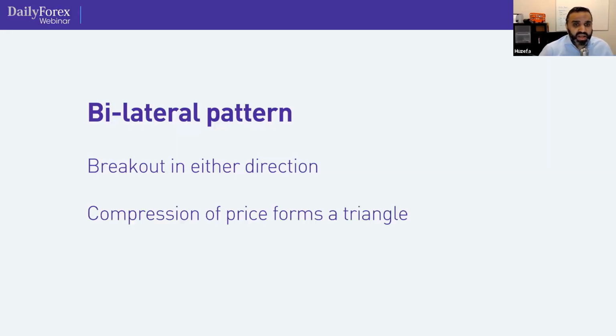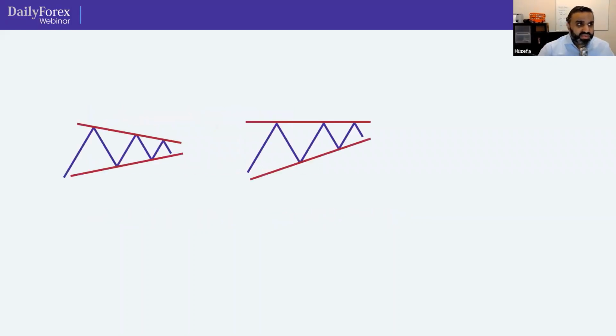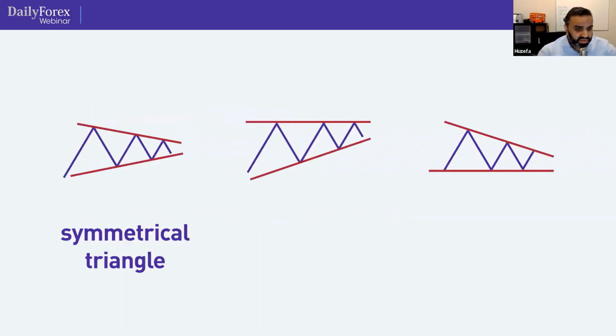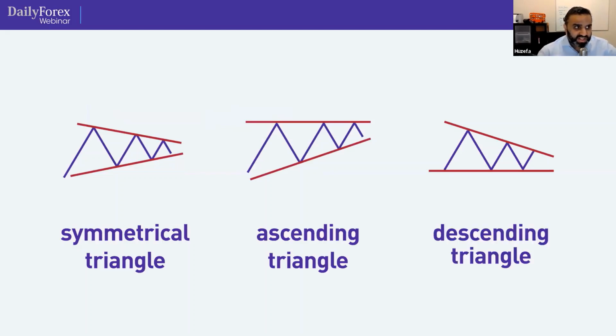The key thing with the bilateral pattern is the price compresses and forms a peak or a triangle. So this is what it looks like. You have a symmetrical triangle, an ascending triangle, and a descending triangle. With these types of patterns, the common logic has been that ascending triangles are bullish and descending triangles are bearish.